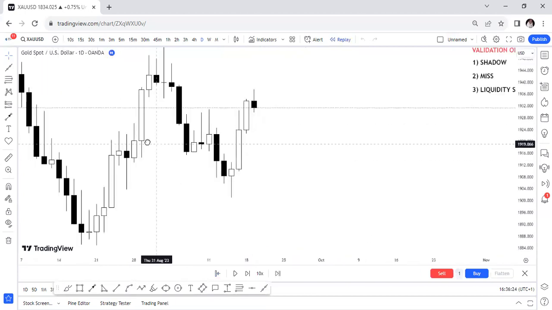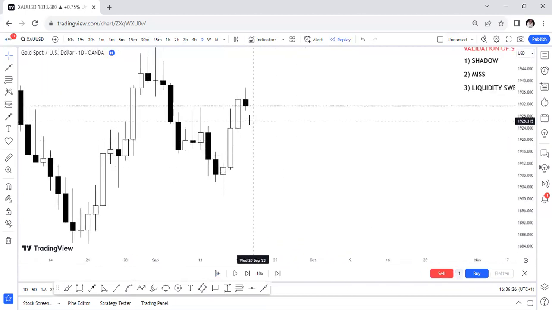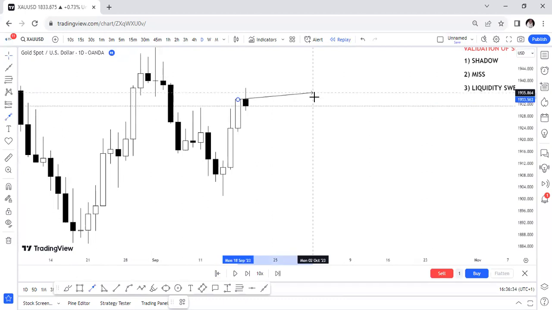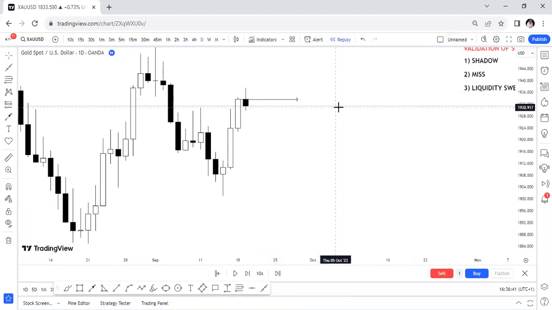Let's say this is where we are right now. Now we draw our SNR level. This is our SNR level, right? So what do you want to see in this level? What are we going to see? Do we see the body or the wick?